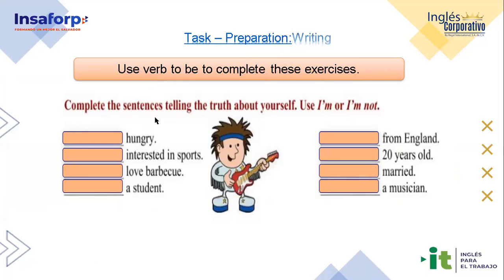Complete the sentences telling the truth about yourself. Use am or am not, okay? For example, I'm hungry, yeah. I'm not hungry, okay? I'm interested in sports or I'm not interested in sports.